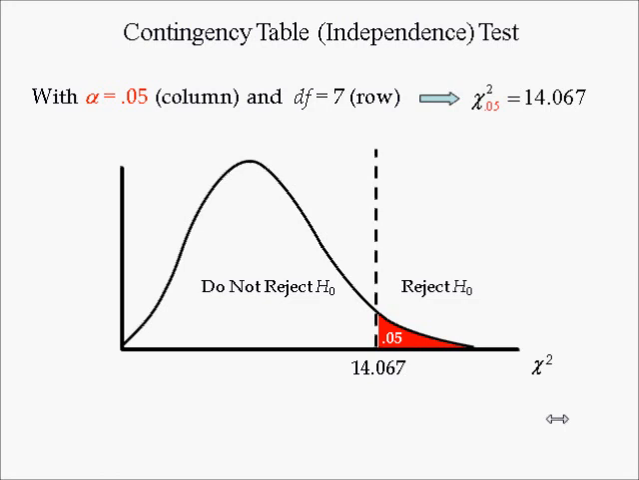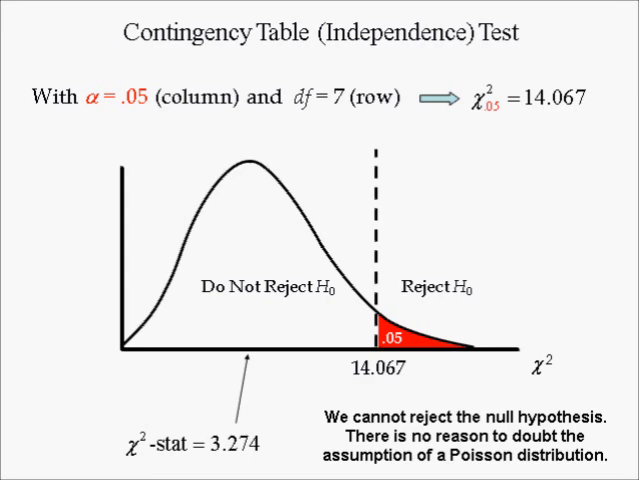If the chi-square stat is in the do not reject the null region, then what we're saying is it looks like the distribution of the data appears to be Poisson distributed. If the chi-square stat is up here, then the expected frequencies are a long ways away from what we observe, hence we don't have very strong evidence in support of Poisson. Now, the chi-square stat was 3.274, so we do what? We cannot reject the null hypothesis, which means there is no reason to doubt the assumption of a Poisson distribution.